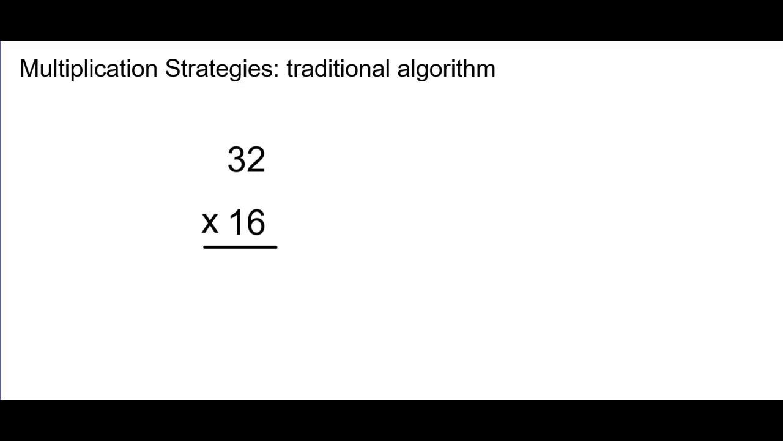And so we're going to go through some different strategies of how we can multiply. The first is our traditional algorithm. The traditional algorithm, probably the way you learned in school, is to write them vertically over each other like this. And we say 6 times 2, if we're doing 32 times 16. 6 times 2 is 12. Carry that 1. 6 times 3 is 18. 18 plus 1 is 19. We put a 0 in right here. And then we do 1 times 2, 1 times 3. And then we have to add, and we get 512. That's your traditional method.